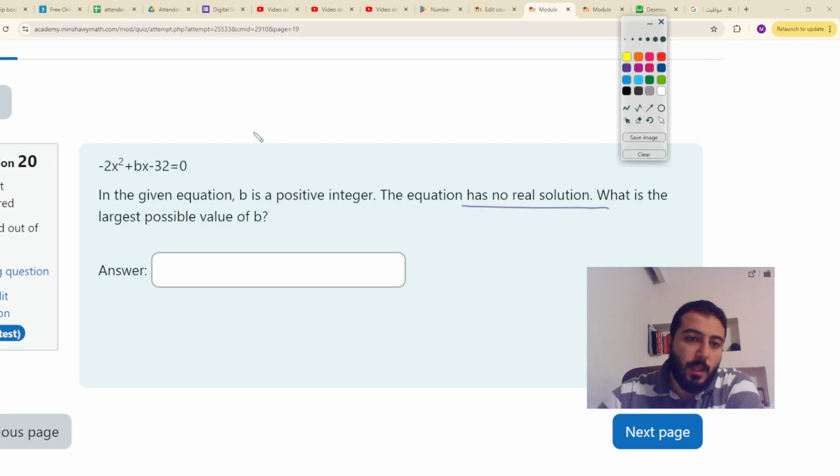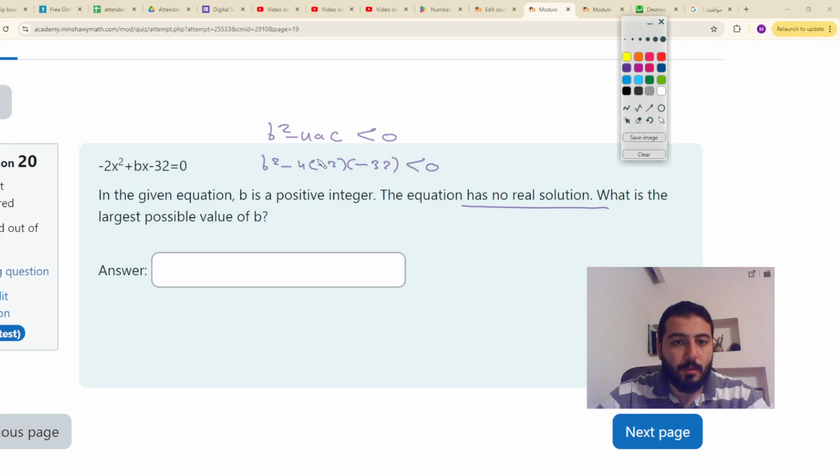No real solutions mean that the discriminant, which is b power 2 minus 4ac, is less than 0. There are solutions, but not real. They are imaginary solutions. So b is b, and a is negative 2, and c is negative 32. So b power 2 minus 4 times a, which is negative 2, times c, which is negative 32, is less than 0. So negative 2 times negative 32 is positive 64. 64 times negative 4, that is b power 2 minus 4 times 64.